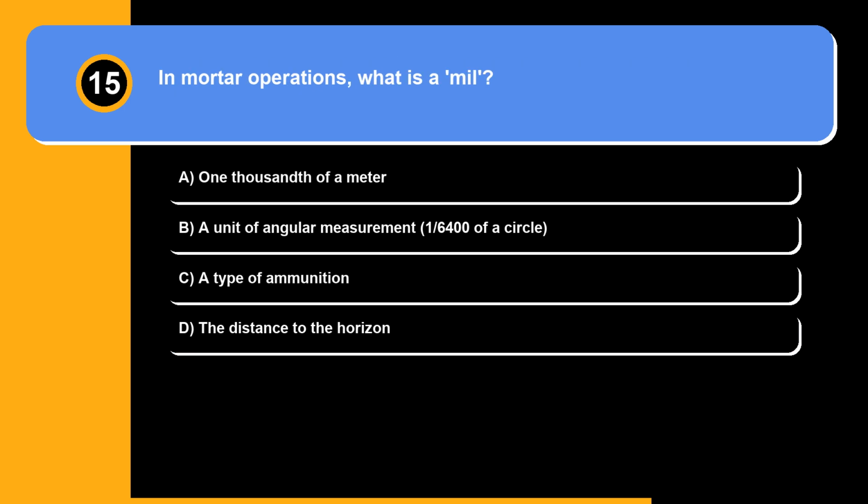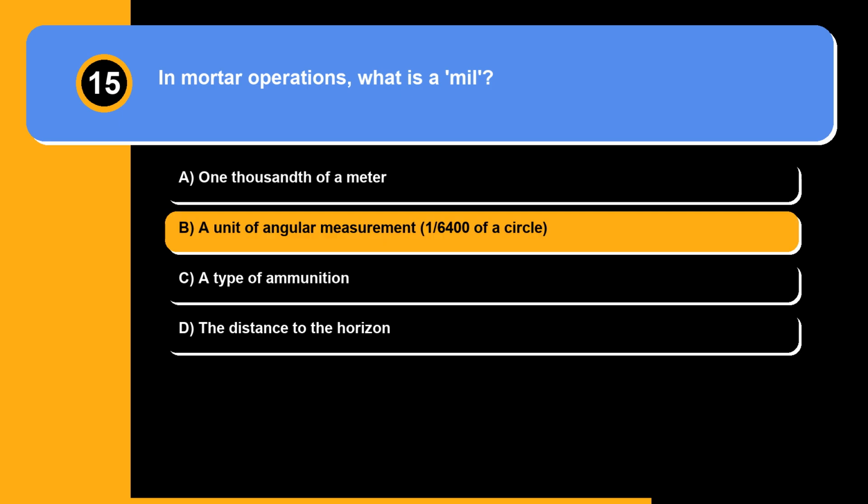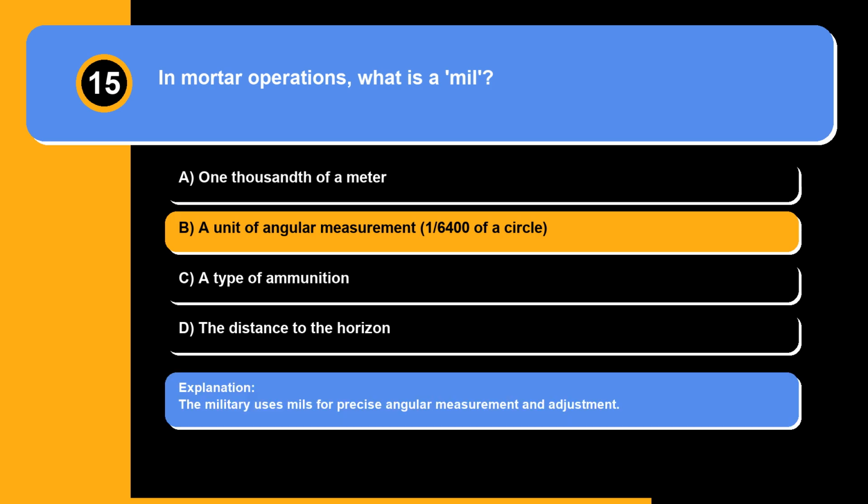Question 15. In mortar operations, what is a mil? A. 1/1000th of a meter. B. A unit of angular measurement, 1/6400 of a circle. C. A type of ammunition. Or D. The distance to the horizon. The correct answer is B. A unit of angular measurement, 1/6400 of a circle. The military uses mils for precise angular measurement and adjustment.